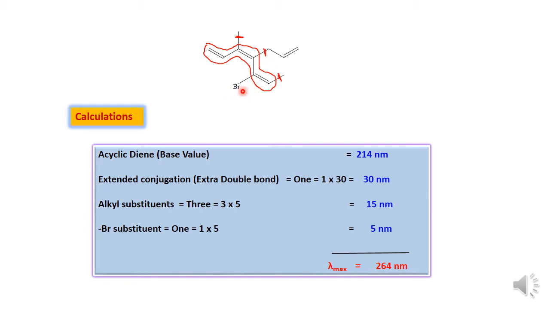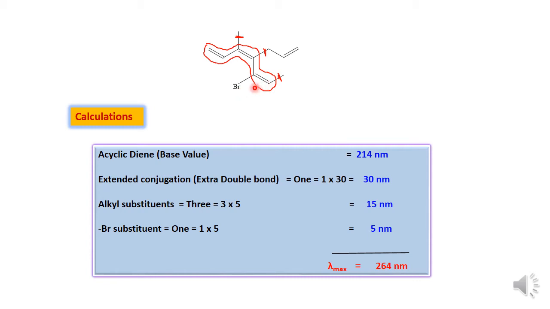Now for each alkyl substituent you have to add 5 nanometer. So 3 into 5, it will give 15 nanometer. And as there is presence of Br substituent, so you have to add 5 nanometer.